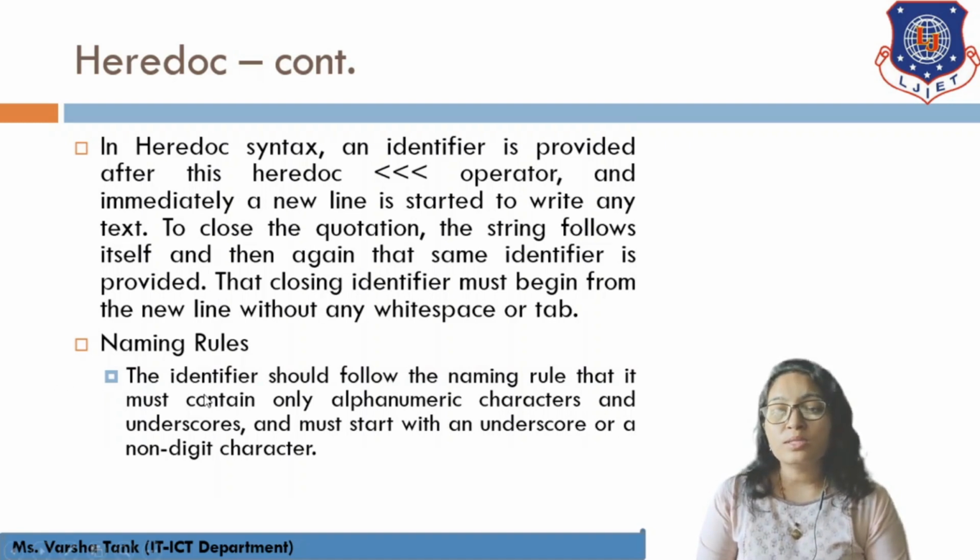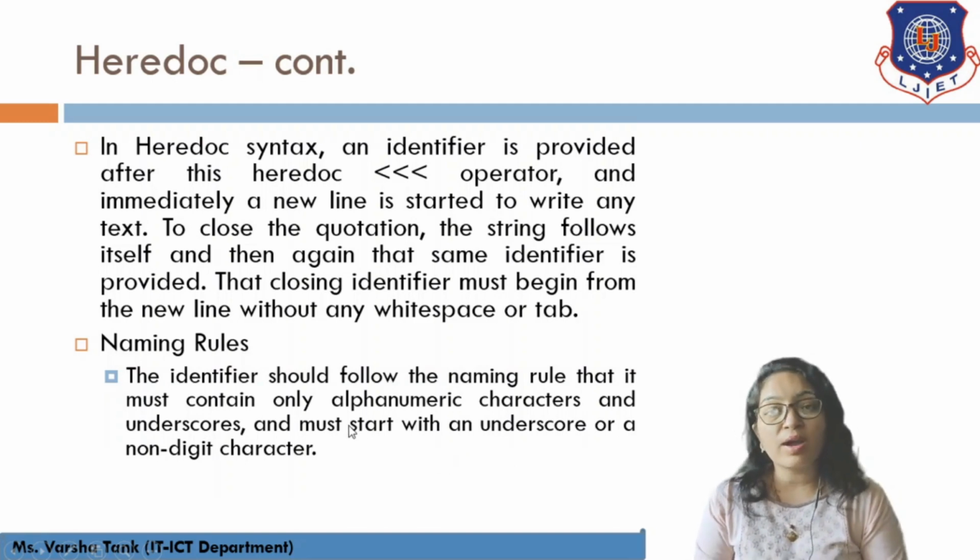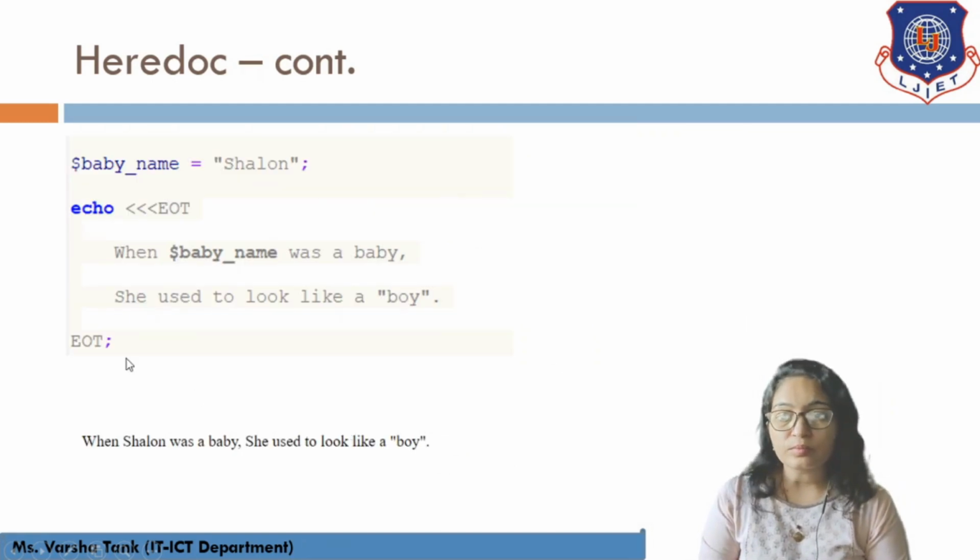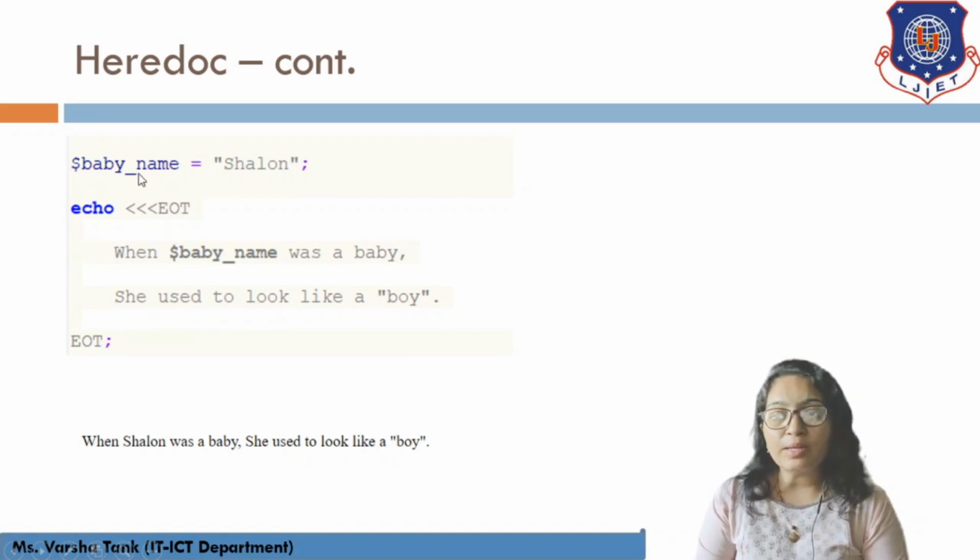Now the naming rules. The identifier should follow the naming rules: it must contain only alphanumeric characters and underscore, and must start with an underscore or non-digit character. These are the same rules as for defining a variable. So here you can see, I have defined one variable, $baby_name, that is Shalon.